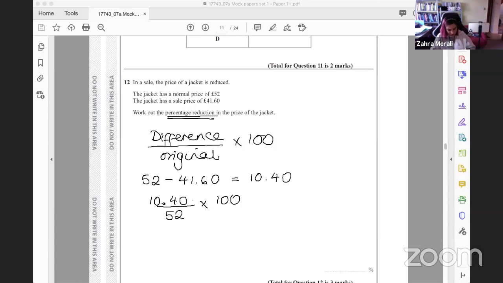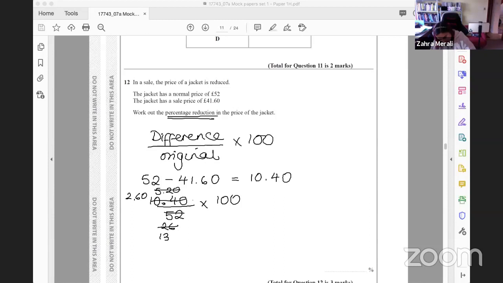So if I halve 10.40, I'm going to get £5.20. I'm going to halve 52 as well. So when I halve 52, I get 26. And I can keep doing that. If you're not good at this, you can keep halving things until you can't halve them anymore. So that's going to become £2.60. 26 divided by 2 is going to give me 13.